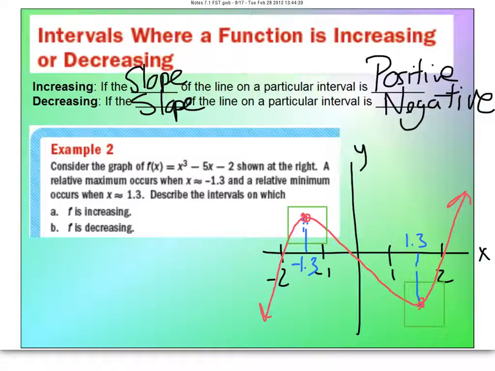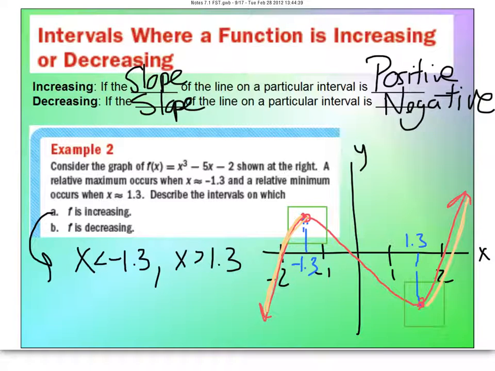Now, by definition, for a function to be increasing means the slope is positive. So right here, we see the slope is positive in this interval and in this interval. So what we're going to say for increasing is we're going to talk about it in terms of the x's. We want all the x values less than -1.3. So x is less than -1.3. But then we want all the x's greater than 1.3. So I'm going to say x is greater than 1.3 is where it's increasing.